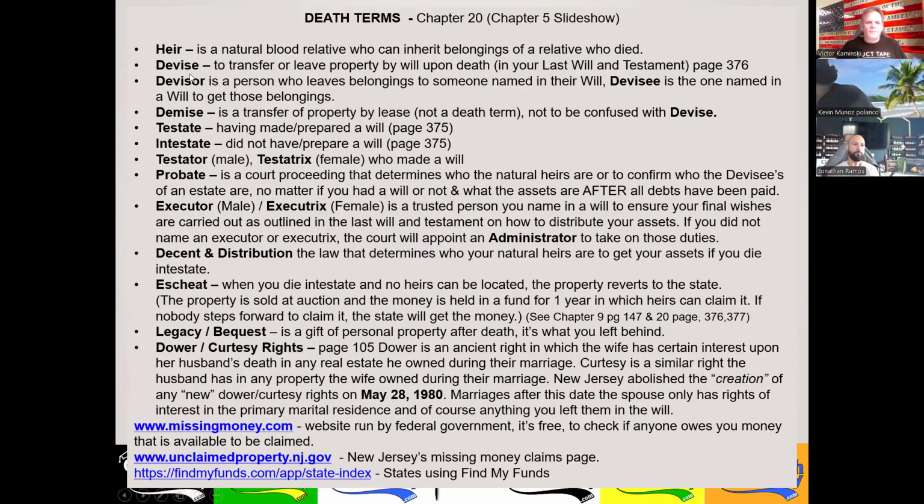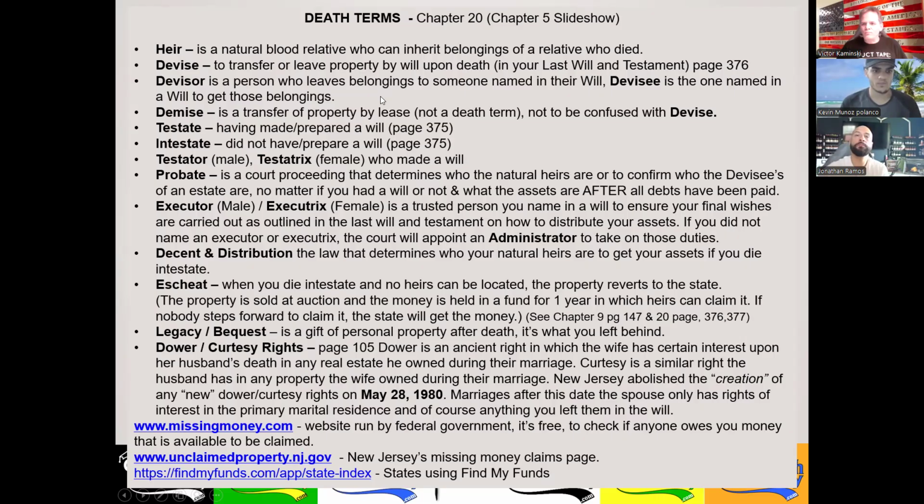Okay. Devise is to transfer or leave property by will to somebody in a will, your last will and testament. Devisor is the one who's leaving you that property. Remember, I told you words that end in OR is the one that's giving whatever the root word's talking about. And words that end in EE is the one who's receiving it. Well, devisor is the person who leaves those belongings to you in a will. And the devisee is the one who's named in the will to receive those things.